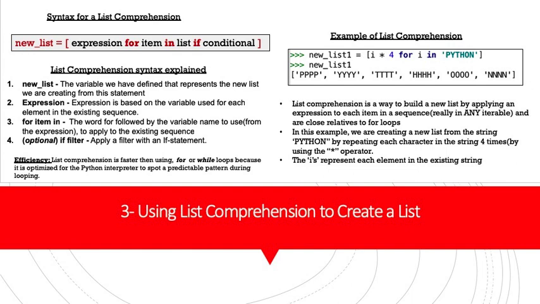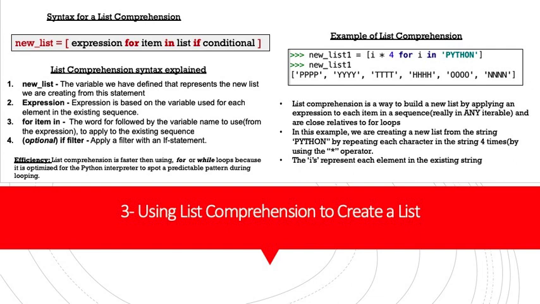Then the expression is based on the variable used for each element in this existing sequence. Using that definition and looking at our example on the right, the expression there is i times 4. And again, i is every individual character in the string Python. That's what it'll wind up representing. So then for item in: the word for followed by the variable name to use from the expression to apply to the existing sequence. So i times 4, the expression, for i in Python.